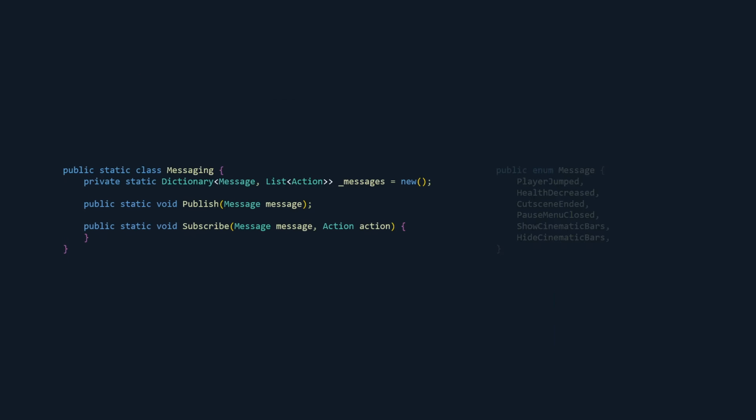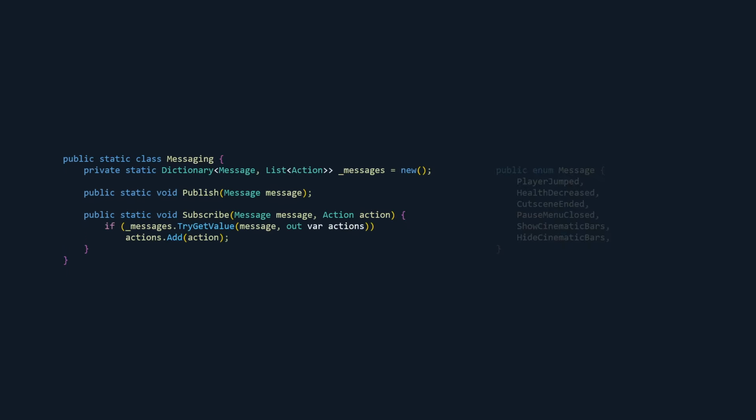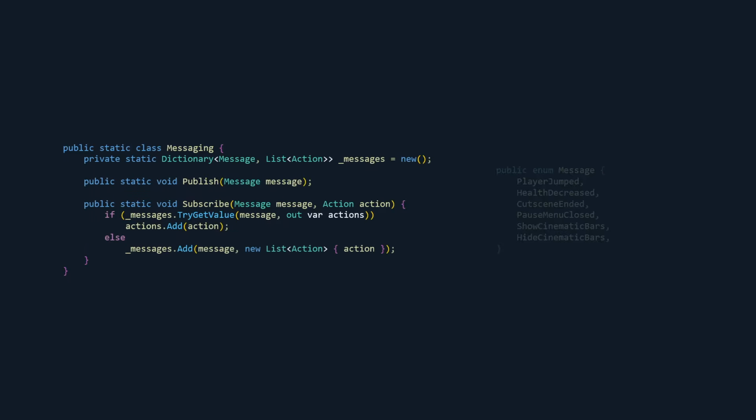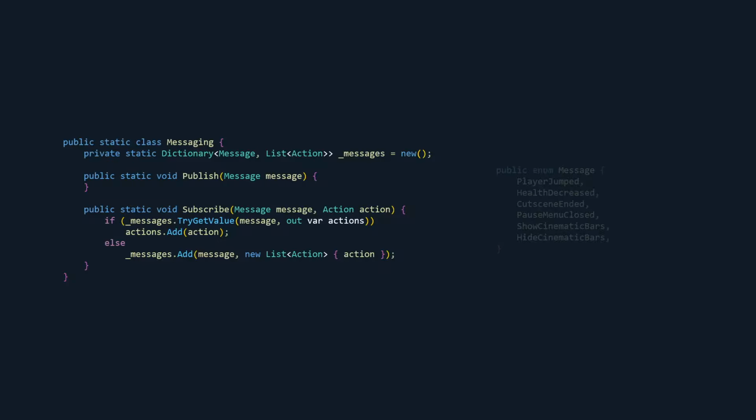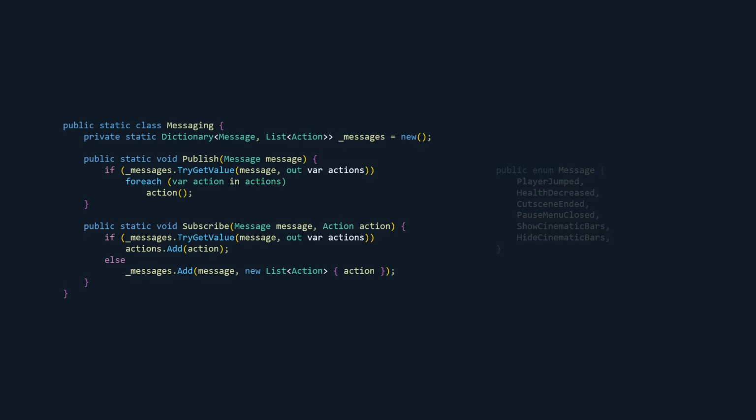Let's start with subscribe. So when someone wants to subscribe to a message, we check if the message already has a list of actions. And if it does, we just add a new one to the list. If it doesn't, then we just create a new list with our action as the first element. For the publish method, it's just a matter of checking if this message has subscribers, and if it does, we run all corresponding actions from its list.